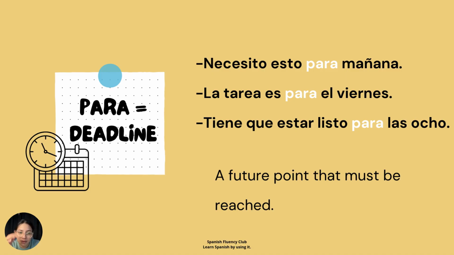Para is also very useful when talking about deadlines. Necesito esto para mañana. I need this by tomorrow. Tomorrow is the deadline, right? La tarea es para el viernes. The assignment is due for Friday. O tiene que estar listo para las 8. It has to be ready by 8 o'clock.